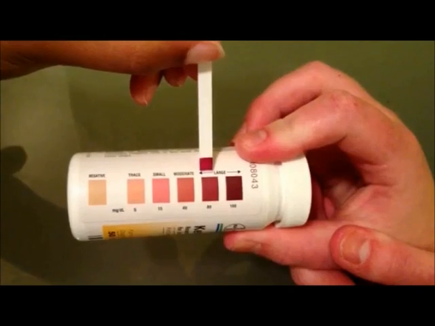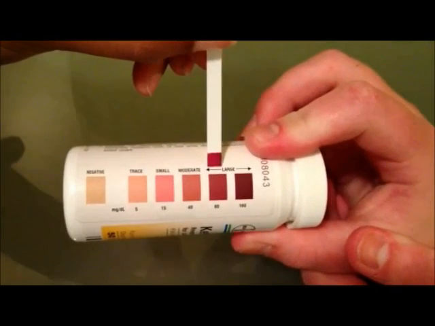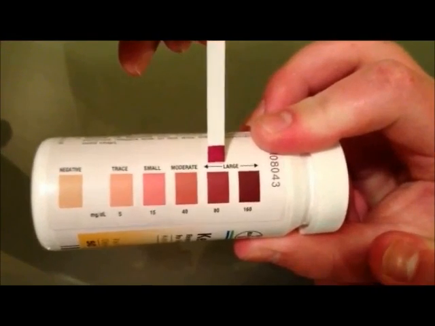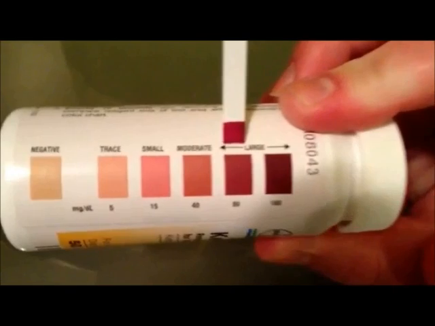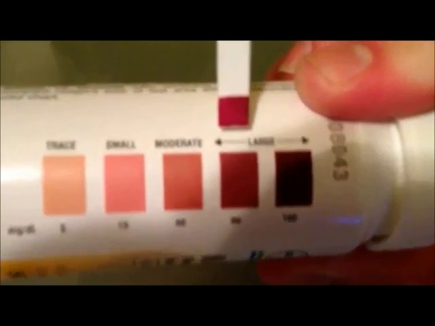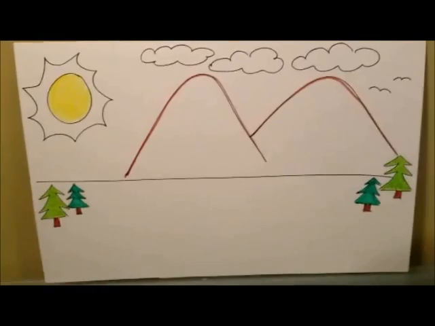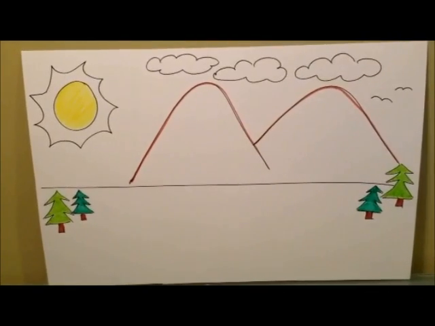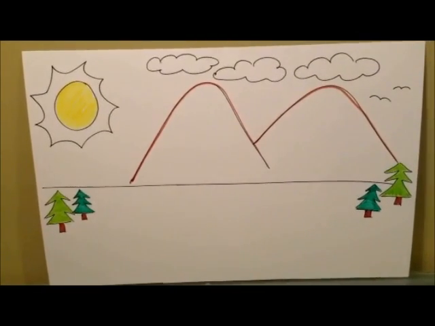And compare the color on the strip with the color chart located on the bottle. A light tan color represents negative results for ketones, and the burgundy color represents a large amount of ketones in the urine. Also, there are some things that you want to make sure you do not do.